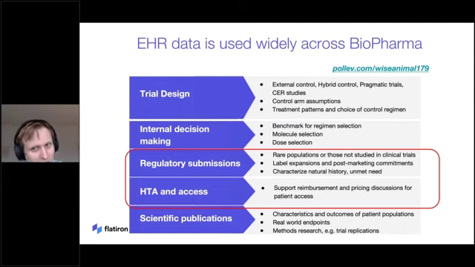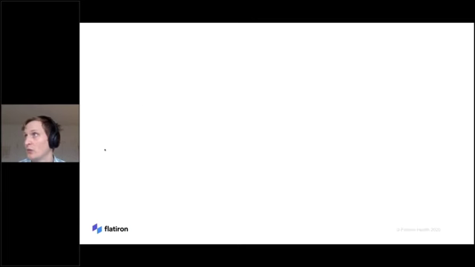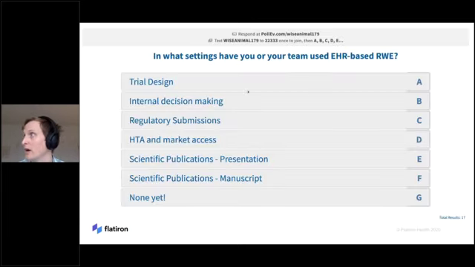So, all right, the next slide I'm going to leave up for a second, and it's going to do an interactive poll here. I would love to see generally who in the audience, and we have a couple hundred people here, what settings you have used EHR-based RWE, just to get a sense of where in the spectrum you're coming from. So we'll give you a second to go on and vote if possible, and then we can see if we have any results here.